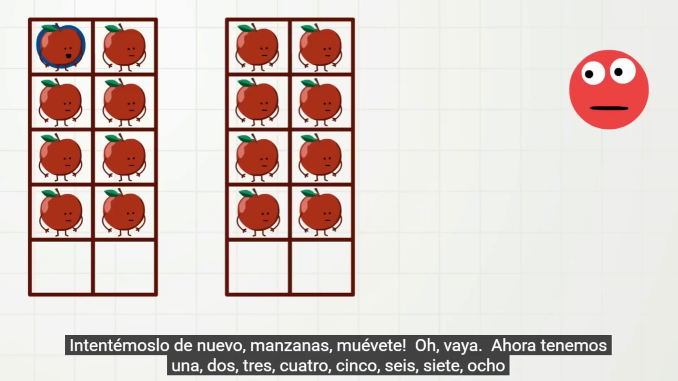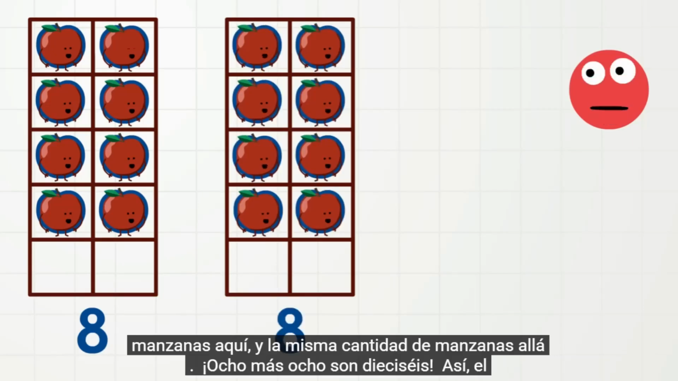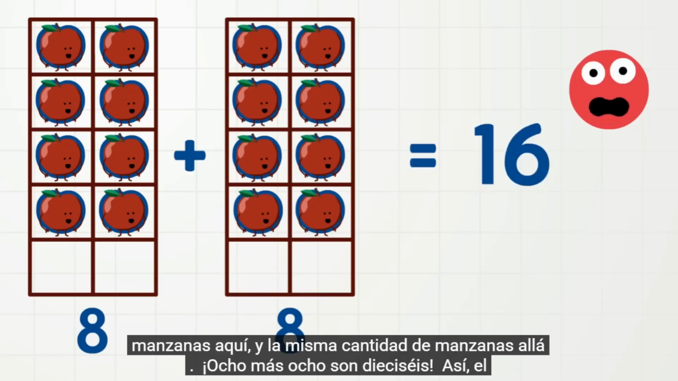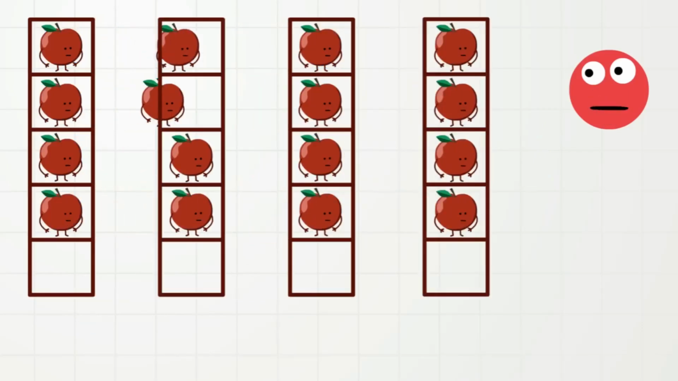Now we have 1, 2, 3, 4, 5, 6, 7, 8 apples over here, and the same number of apples over there. 8 plus 8 is 16. So the number 16 can also be made up of the numbers 8 and 8. Okay, one last time. Move, apples.